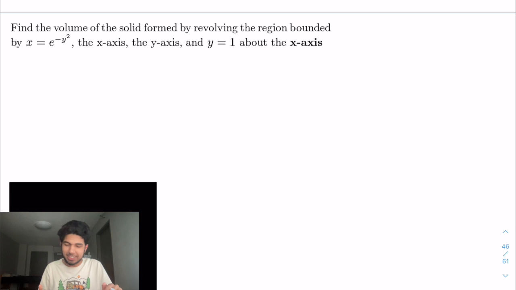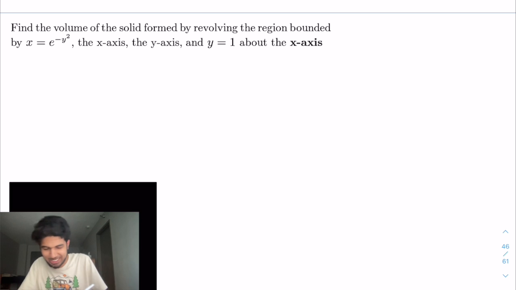Find the volume of the solid formed by revolving the region bounded by x equals e to the negative y squared, the x-axis, the y-axis, and y equals 1 about the x-axis. I won't make us try to graph this curve again because we've just exercised our ability to do curve sketching. Although this one might be a little complex, so maybe you would need a graphing calculator. But I'll just give it. I just like this equation because of the integral it produces, but you'll see in just a moment.